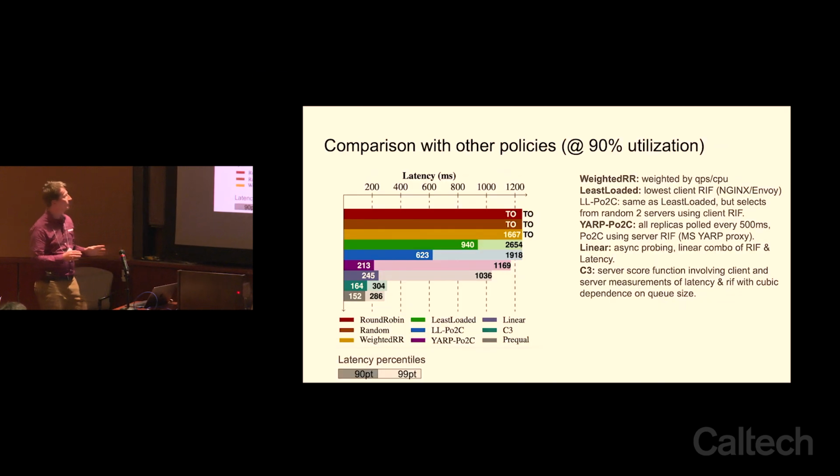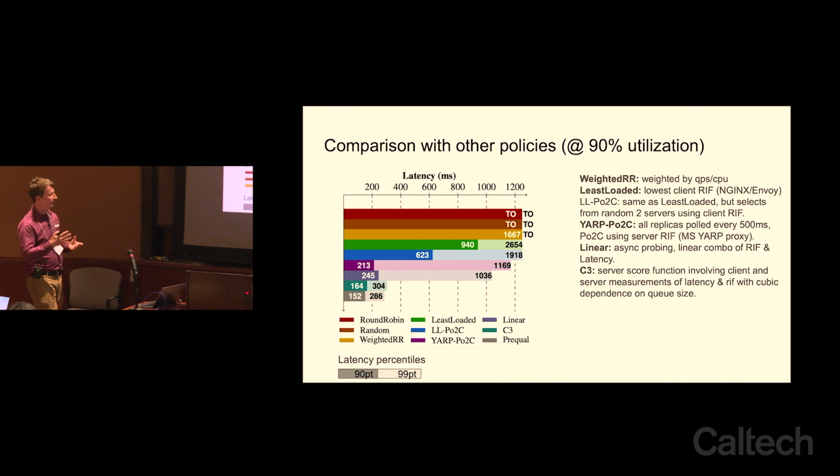We also ran against a whole bunch of other competitors that are out there in various load balancers, and you can see we did pretty well at 90%. If you run at 90% utilization, this is the latency at the 90th percentile and 99th percentile.